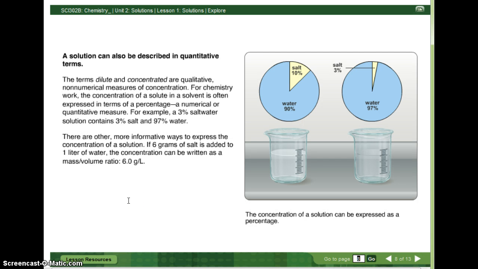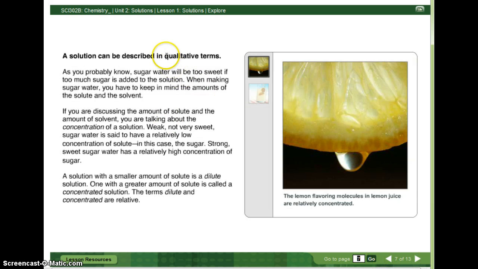A solution can also be described in quantitative terms. All right, so qualitative is like quality. So for example, taste.